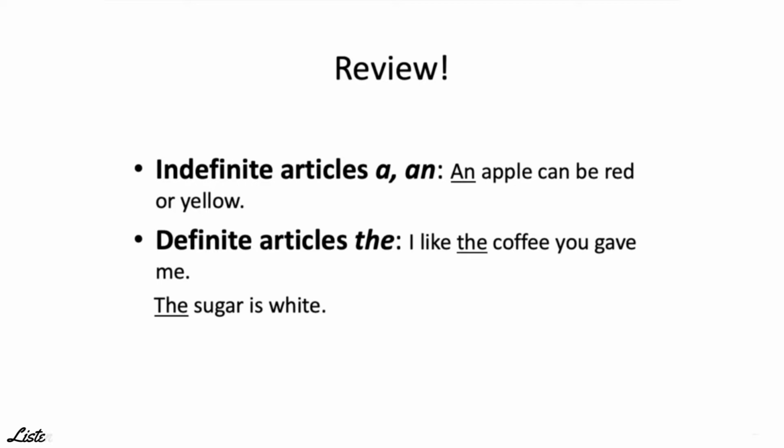For example, an apple can be red or yellow. We are talking about apples generally, not a specific one, and apple is singular. It has no S at the end. And it is countable. It is possible to count how many apples there are.